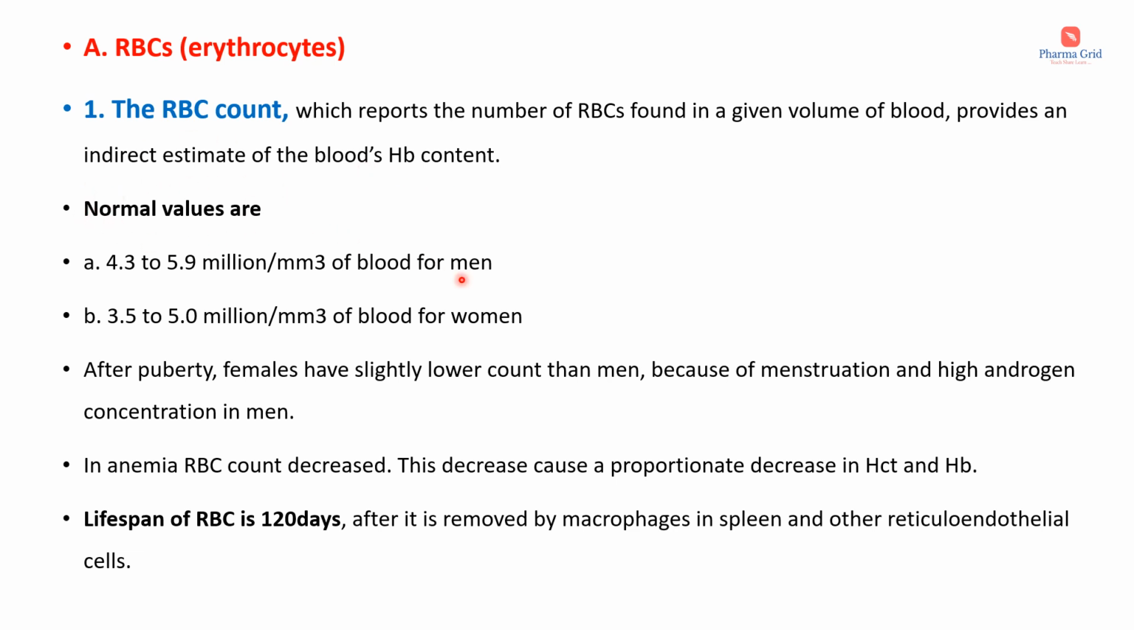Coming to the normal values, for men, the normal range of red blood cells is 4.3 to 5.9 million per millimeter cube. For women, it is 3.5 to 5 million per millimeter cube. After puberty, females have a slightly lower count than men because of menstruation and high androgen concentration in men. In anemia, RBC count decreases. This decrease causes a proportionate decrease in hematocrit and hemoglobin. Lifespan of RBC is 120 days, after which it is removed by macrophages in the spleen and other reticuloendothelial cells.